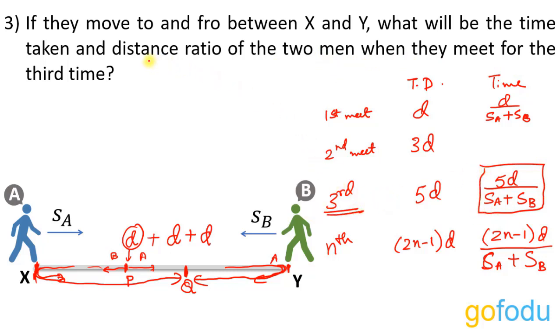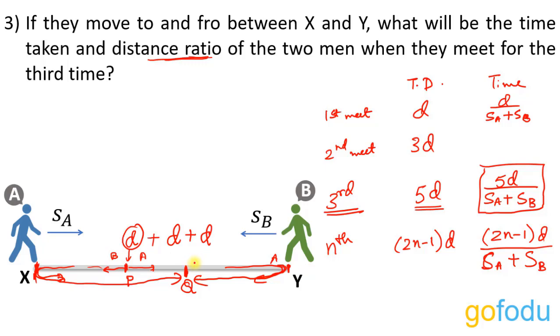Then we have to find the distance ratio when they meet for the third time. Out of the total 5D distance that they travel to meet for the third time, we have to find the ratio of distance traveled by A upon distance traveled by B. In the beginning, they leave simultaneously. Every time they meet, be it for the first time at P or the second time at Q, they would have traveled for the same duration, as they start at the same time and meet at the same time. So time is constant for both of them every time they meet.